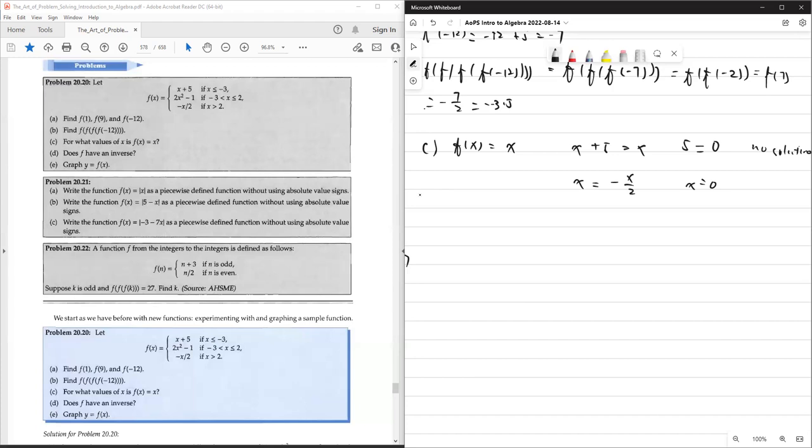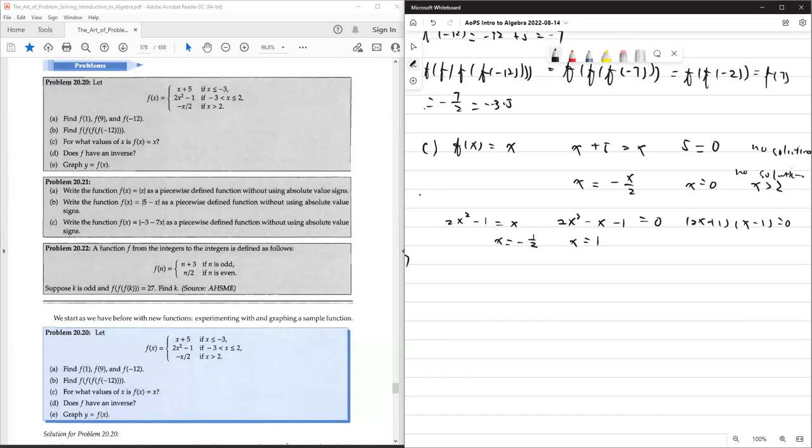However, in order for this to apply, x has to be greater than 2. So this is also no solution, because the solution does not fall into the domain of the function. So the only possibility left is 2x squared minus 1 equals to x. So this gives us 2x squared minus x minus 1 equals to 0. So that means 2x plus 1, x minus 1 equals to 0. Okay, so this gives us two solutions, x equals to negative 1 over 2, and x equals to 1.